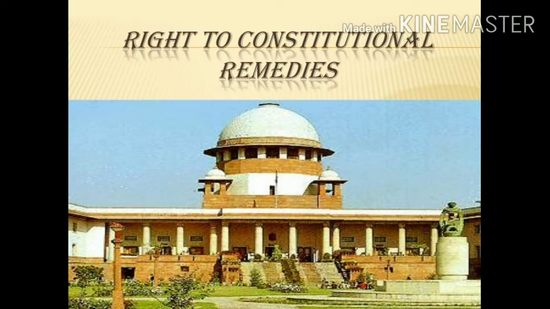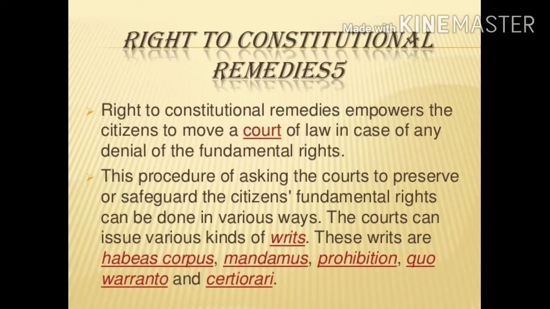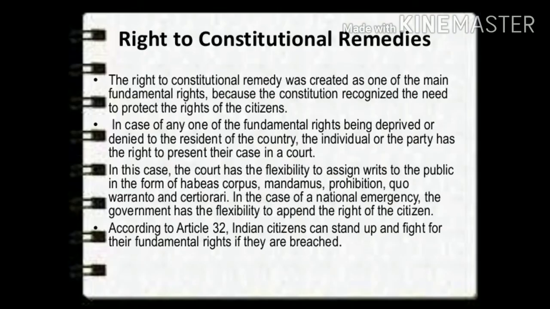The next right is the right to constitutional remedies. Article 32 speaks about the right to constitutional remedies. This is the right that ensures that when a citizen is denied a fundamental right, he or she can seek the help of courts, which have the right to intervene in such petitions and pass judgments. Now we are going to see deeply about the right to constitutional remedies.